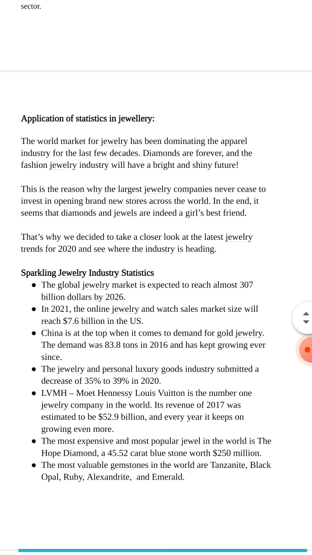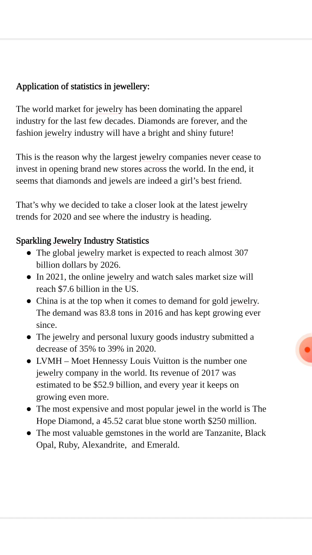Application of statistics in jewelry. The world market for jewelry has been dominating the apparel industry for the last few decades. Diamonds are forever, and the fashion jewelry industry will have a bright and shiny future. This is the reason why the largest jewelry companies never cease to invest in opening brand new stores across the world. In the end, it seems that diamonds and jewels are indeed a girl's best friend. That's why we decided to take a closer look at the latest jewelry trends for 2020 and see where the industry is heading.